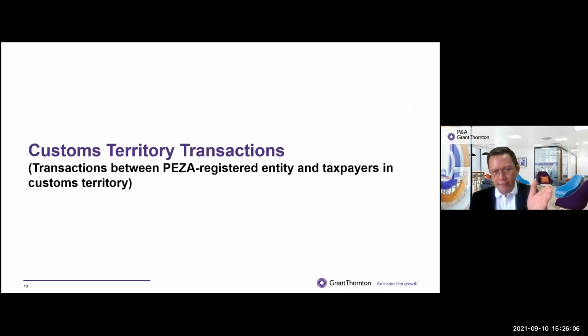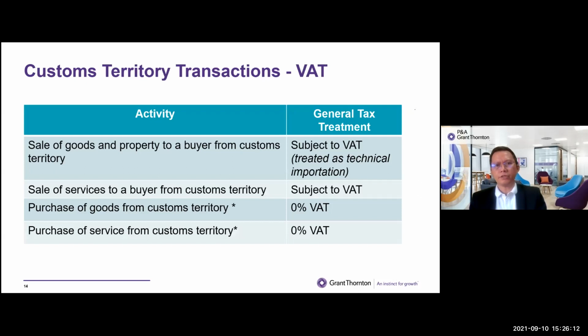So let's now deal with the customs territory transactions, how we should treat these transactions. What are the examples? Well, the first one would be if, for example, you are selling goods and property. You're a PEZA entity, you're the seller, and your buyer is from the customs territory. How would you deal with the transaction? You are the one selling. Should it be subject to VAT or not? It is vatable, because the concept of foreign soil comes in: in effect, the buyer is buying this from a foreign territory. So it will be considered as a technical importation.